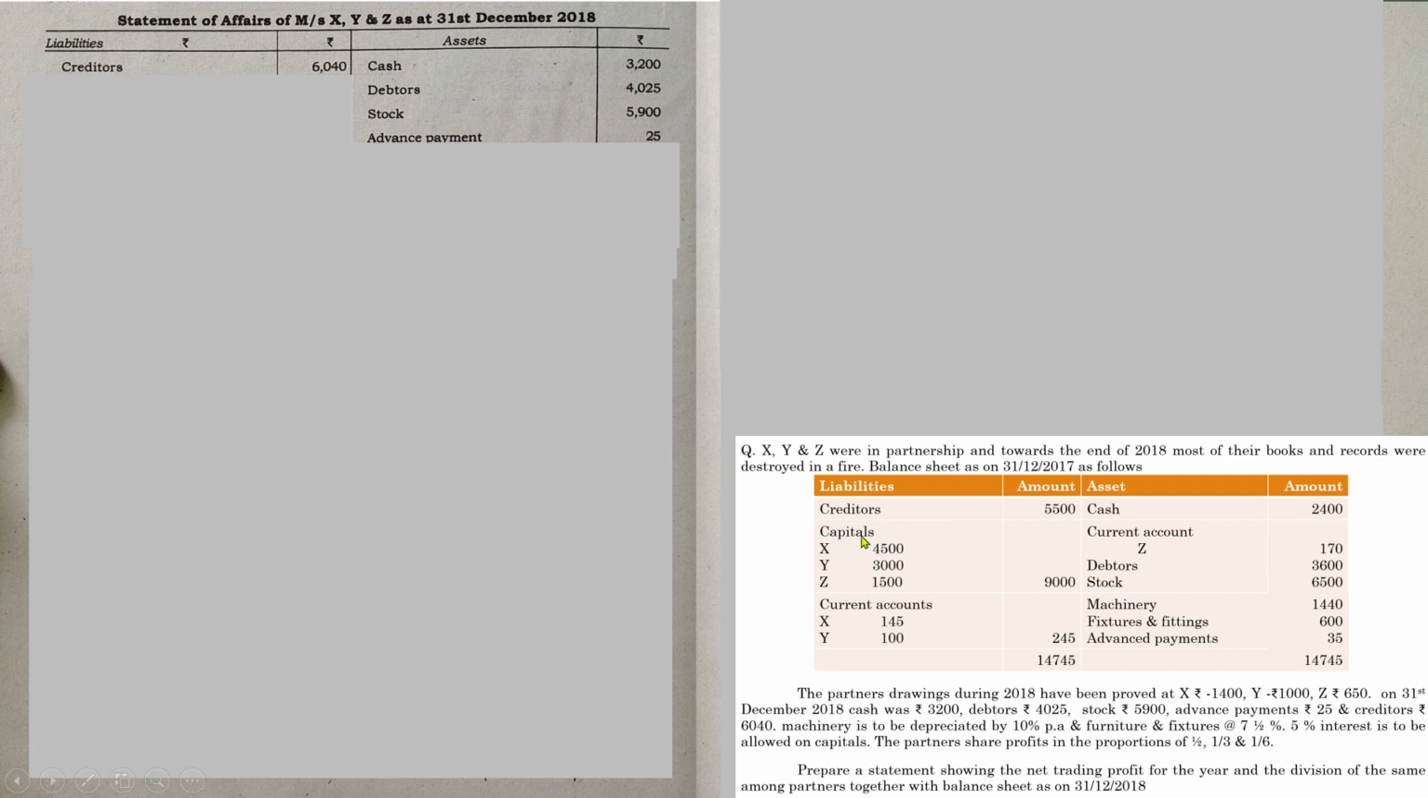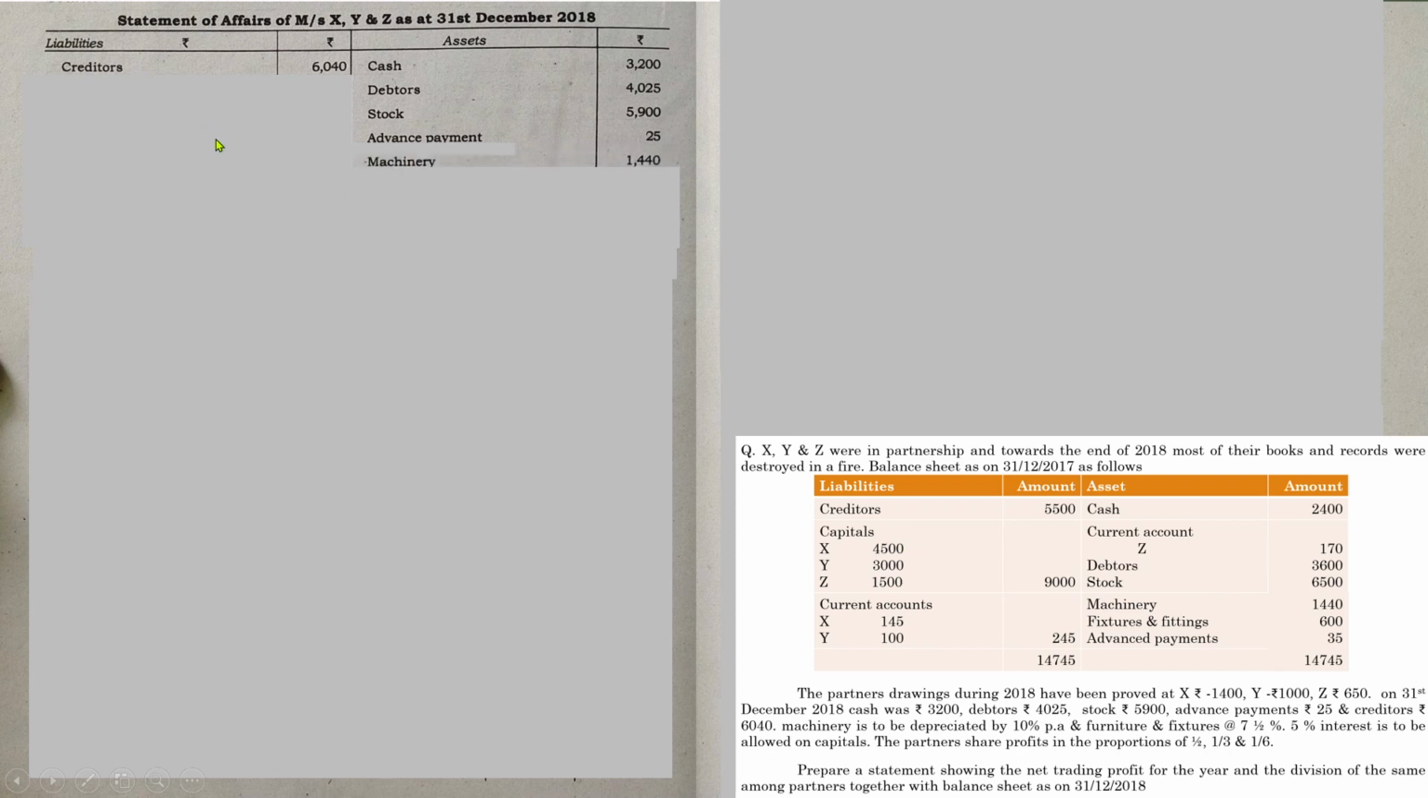I hope you know the meaning of capital balances and current account balances. Capital is the actual amount that has been introduced in the business for the operation of the business, and current account is the additional account that has been prepared during the period. So for preparation of statement of affairs, you need to consider only the capital account and make sure whether a difference is coming or not. So let us take these capital balances only. Don't consider current accounts, only the capital balances. Make sure whether it is tallying or not.